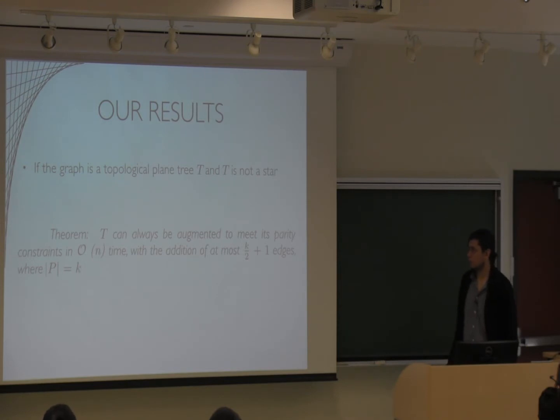Our first result: if we have a topological plane tree T, and T is not a star, then T can always be augmented to meet its parity constraints in O(n) time with the addition of at most k/2 plus 1 edges, where the cardinality of P is k.